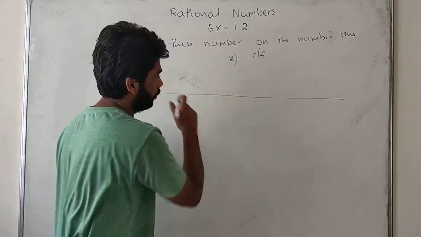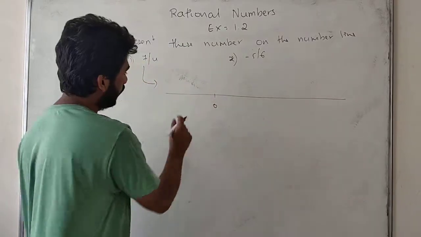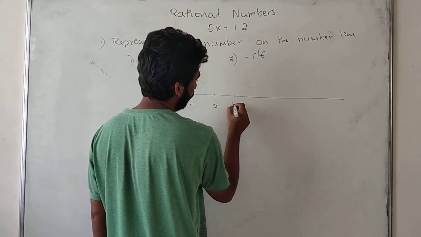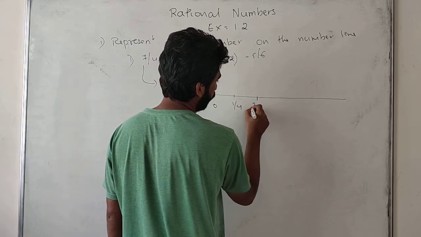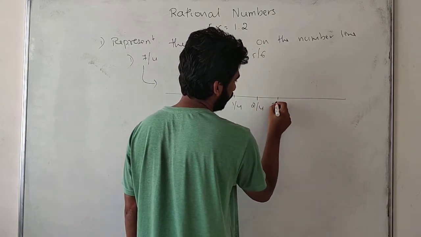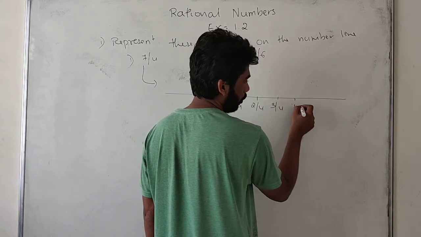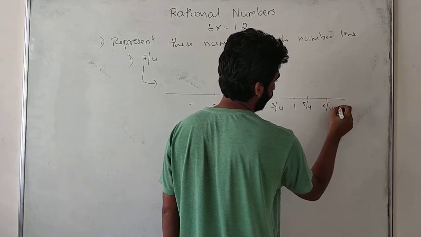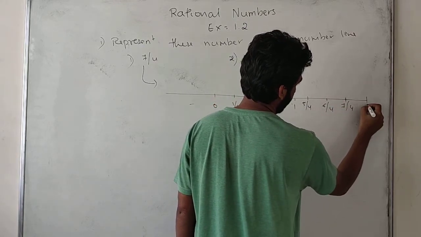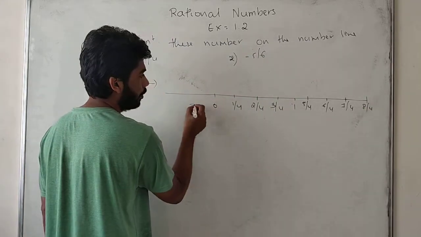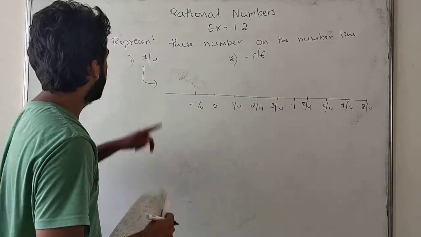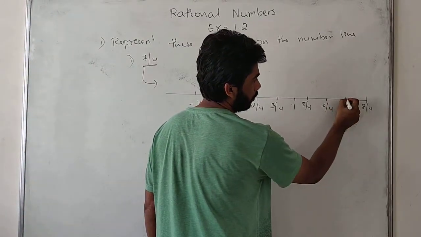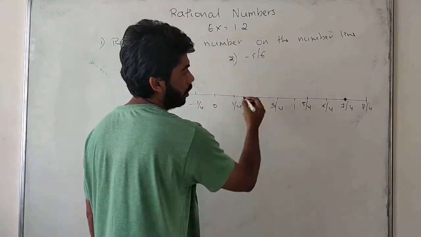First, we take it as positive, so I take this point as 0. This side will be negative and this side will be positive. So I write 1 by 4, 2 by 4, 3 by 4, 4 by 4 is 1, 5 by 4, 6 by 4, 7 by 4 and 8 by 4. Leave the negative side. Here what we are representing is 7 by 4. So 7 by 4 will come here. This is the point we are representing on the number line.